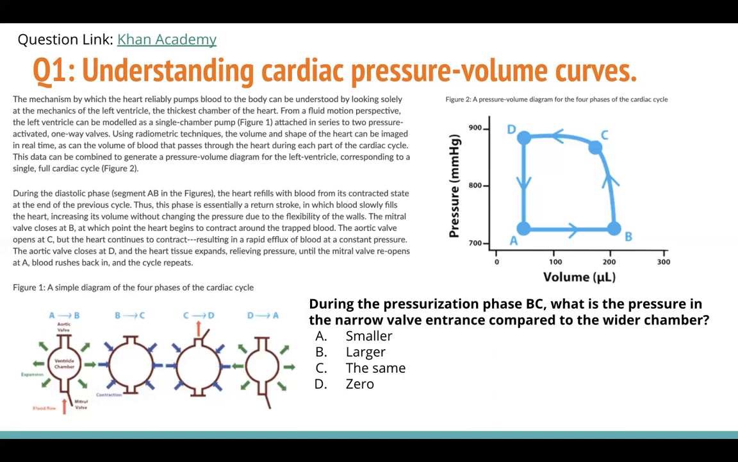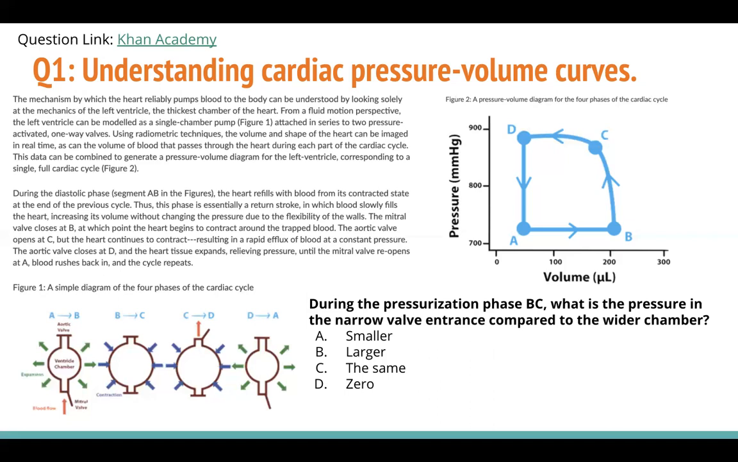Okay, so now let's think about this. BC is the pressurization phase, and this is the phase when both valves are closed. So both the mitral and aortic valves are closed. Therefore, the blood is basically not going anywhere. It's still in that chamber. At the same time, the ventricle is constricting, and so the pressure is increasing. So that's why it's called pressurization.